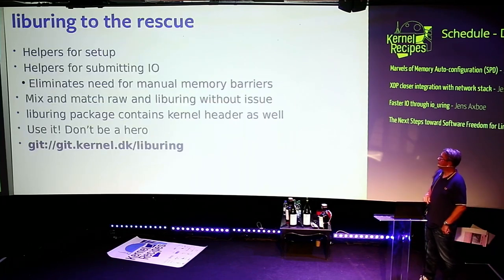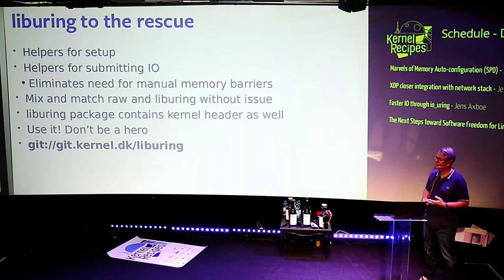So liburing, I think, is pretty nice. It provides a fairly simple interface. It eliminates the need for manual memory barriers, deep understanding of memory ordering and read and write barriers and all that stuff. You can mix and match easily. You can use just the ring setup, for instance. If you still want to use the raw interface, that's totally fine. Or, you know, vice versa, though I don't know why anyone would ever do that.